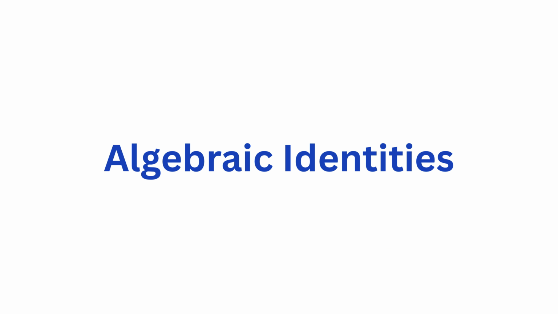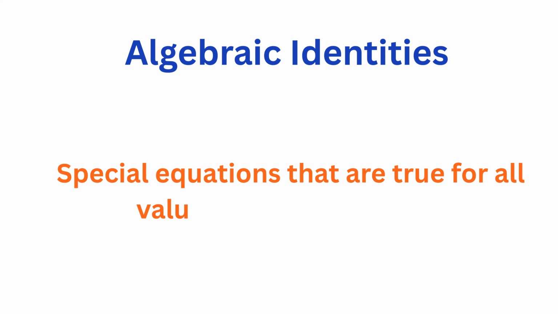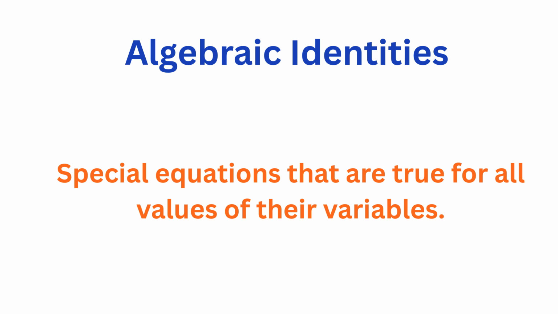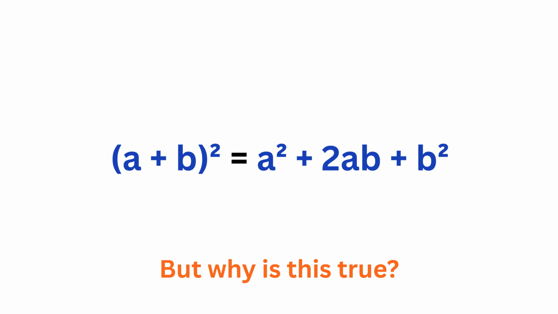The answer lies in algebraic identities, special equations that are true for all values of their variables. One of the most important identities is (a + b)² = a² + 2ab + b². But why is this true?